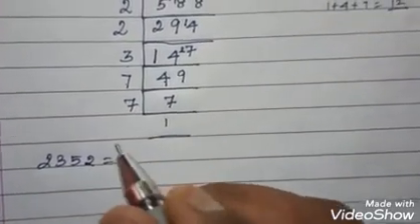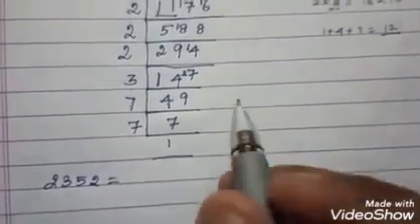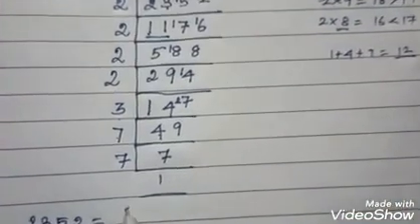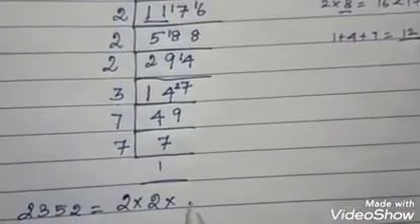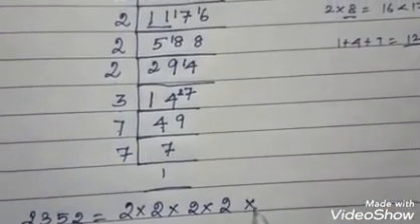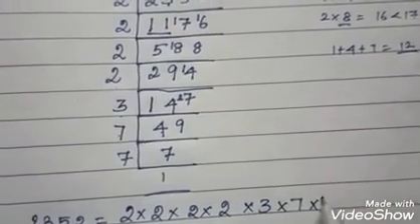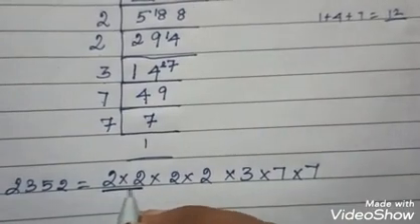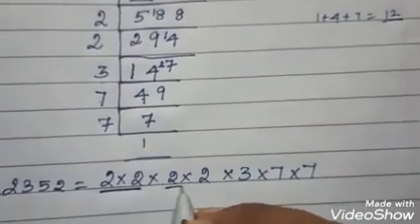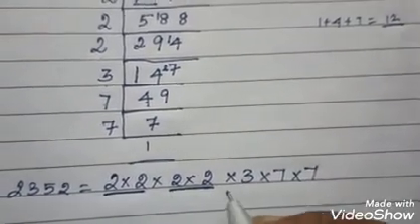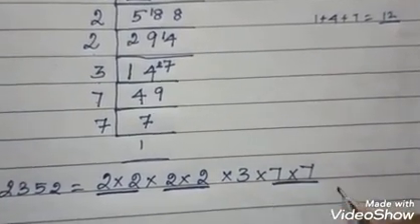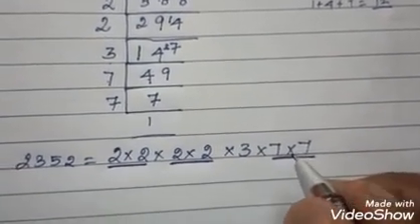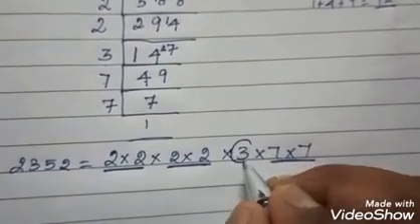2352, which is equal to, you need to write with the smaller number first. How many 2s are there? 4. So 2 into 2 into 2 into 2 into 3 into 7 into 7. Now you make them as pairs, underlining the pairs. So here, which one occurs without a pair? It is 3. You just circle it.